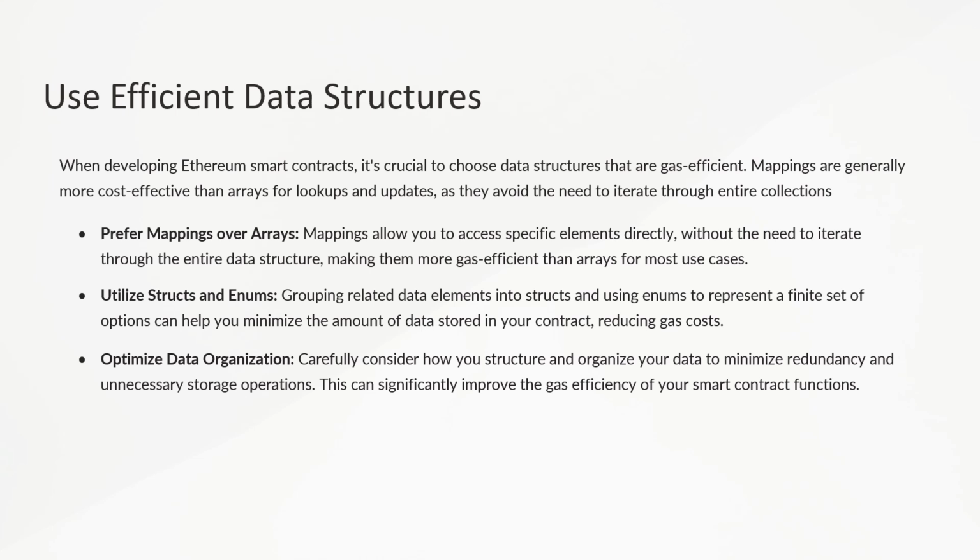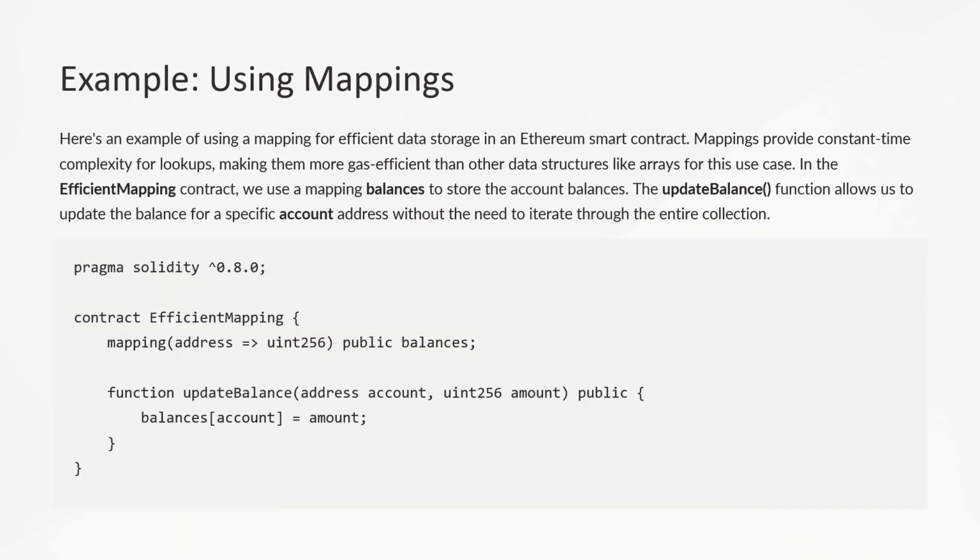Optimize data organization. Carefully consider how you structure and organize your data to minimize redundancy and unnecessary storage operations. This can significantly improve the gas efficiency of your smart contract functions. Imagine you have a cluttered room where you can't find anything easily. Now picture a well organized room where everything has its place. Optimizing your data organization in a contract is like cleaning up the room, reducing redundancy and unnecessary storage operations, thus saving gas. Let us now look into an example of using mappings over arrays.